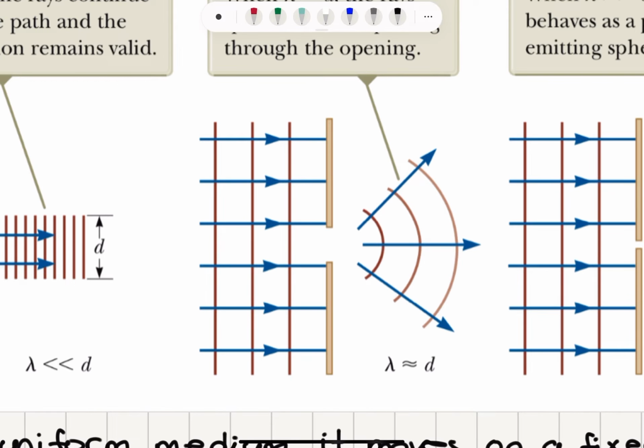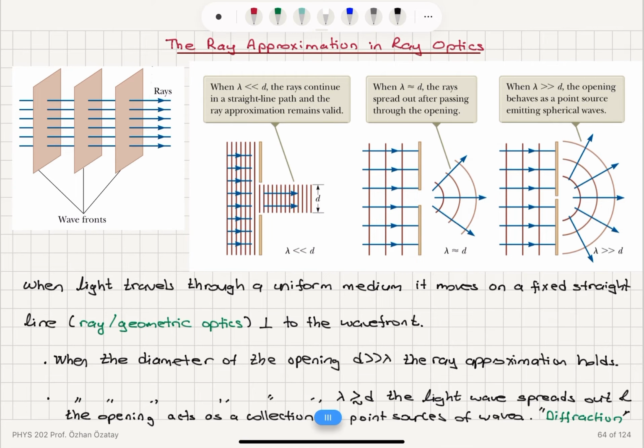So you can think about having several points here in the slit and each point is acting as a point source, and as a result of the interference of the waves coming from these point sources, we create this effect. So we have the light spreading out. When light or a wave spreads out when it is incident on a slit, this effect is called diffraction, which we will talk about in the upcoming lectures.